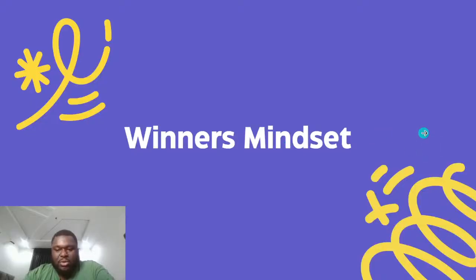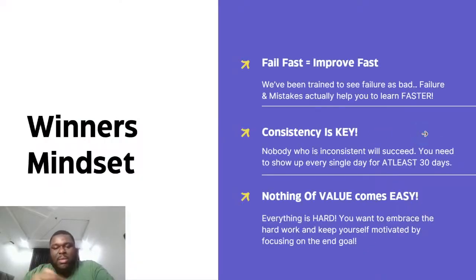It's as simple as that. Okay, so now here's the winner's mindset to have. Most people are scared of failing, but if you're somebody who is a winner, you will actually look forward to failing fast, because if you can fail fast, it means you improve even faster. Okay, and the more you improve, the closer you get to getting it right and perfecting it. Okay, so we've been trained to see failure as bad. Failure and mistakes can actually help you to learn faster.